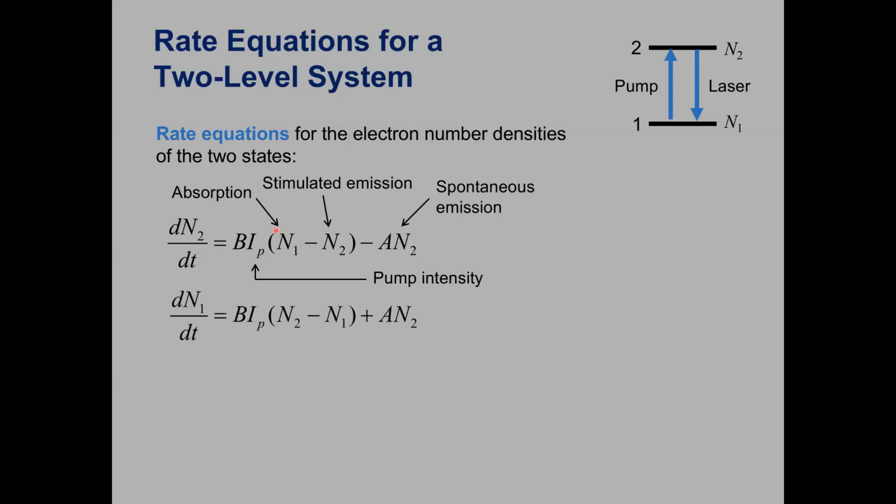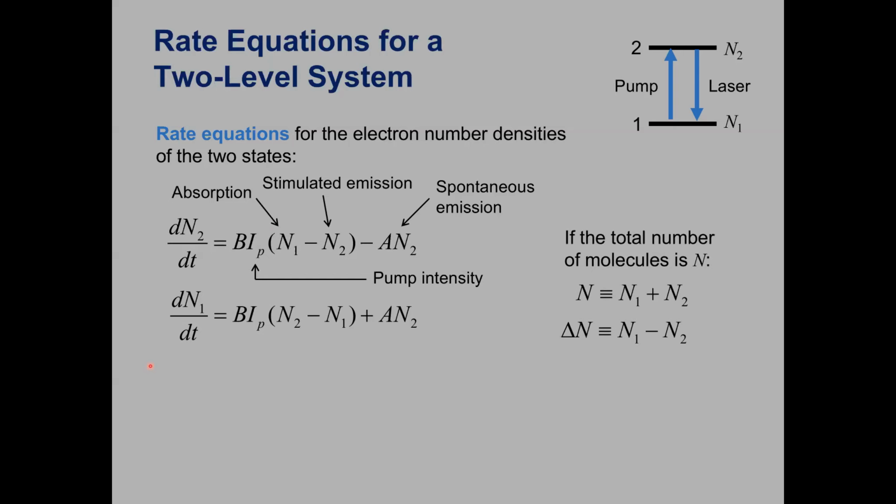We can do the same thing for the rate of change of the ground state, N1. So the only thing that changes here is the sign on this first term. Well, the sign on both terms, actually. So these two, dN2/dt and dN1/dt, since we only have two energy levels in this problem, should be equal but with opposite signs. So if we have a total number of molecules N, then N1 plus N2 must equal N.